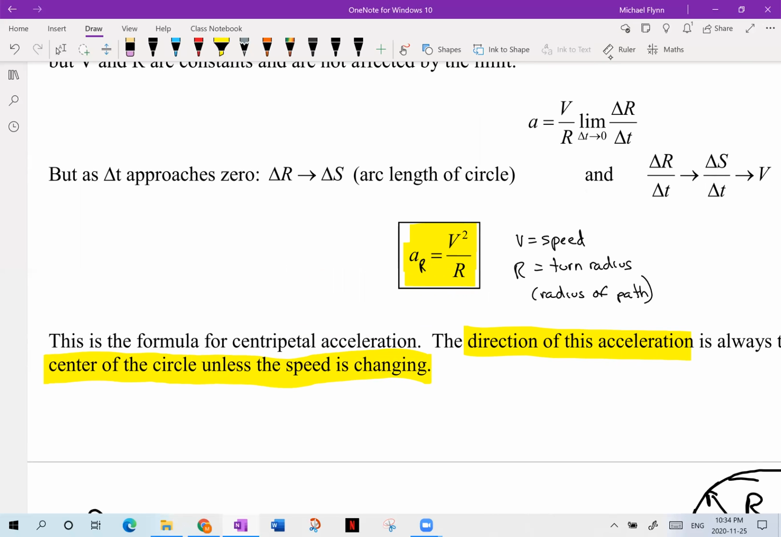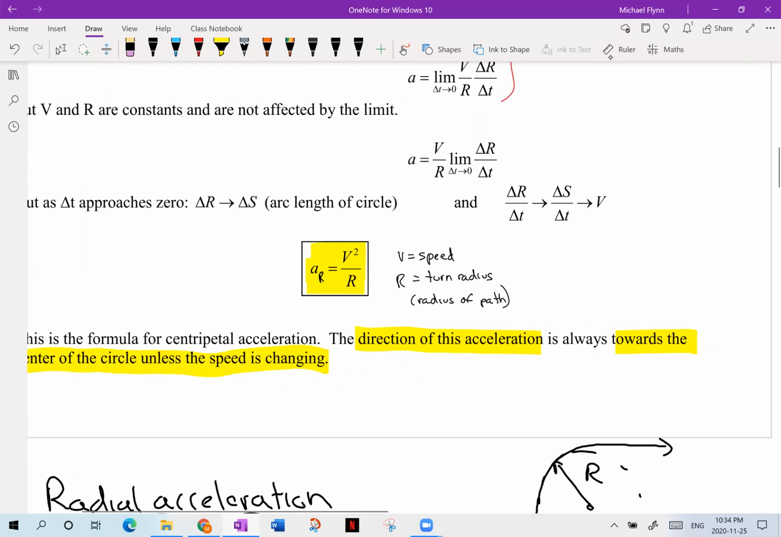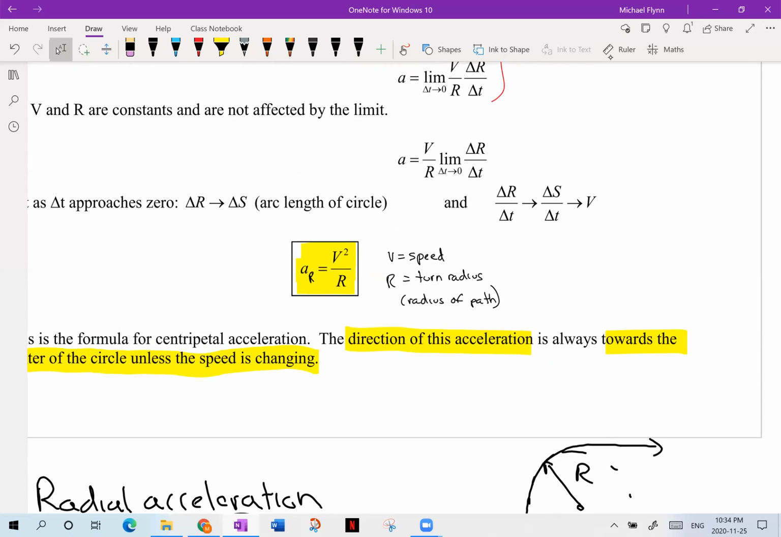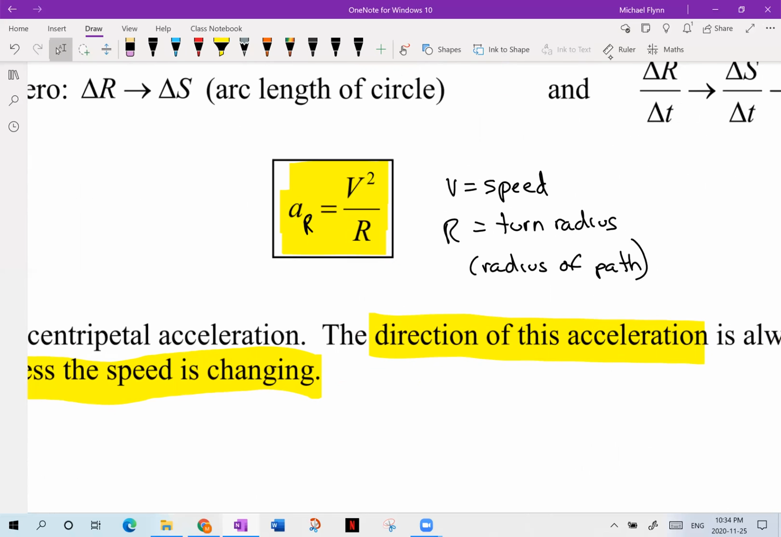Let me erase that. No, unless the speed is changing. It says, I'll explain that later. If the speed changes, you get two accelerations then. So the net acceleration will not be towards the center. But the deal is, if you're turning, this radial acceleration is always toward the center of the circle.